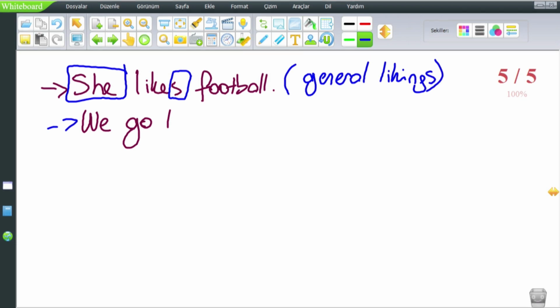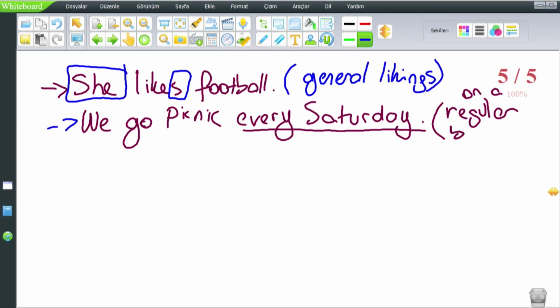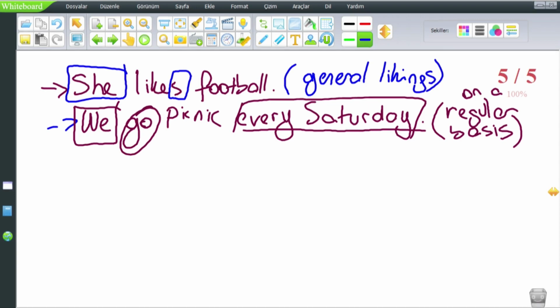We go on a picnic every Saturday. In this example, we're talking about something that happens regularly, on a regular basis, something that happens frequently. And the frequency here is every Saturday. And that's why we use present simple. I used bare infinitive form of our verb because the subject of the sentence is we. We will also be talking about the time expressions that we use in present simple, but let's just give examples for now.